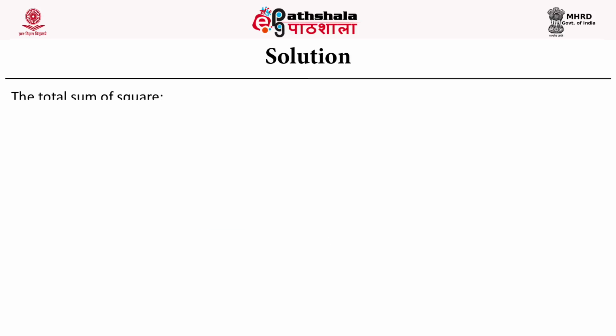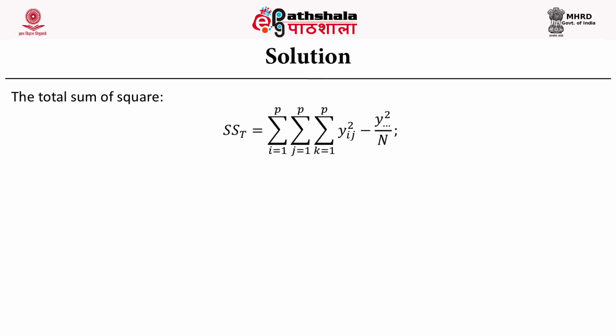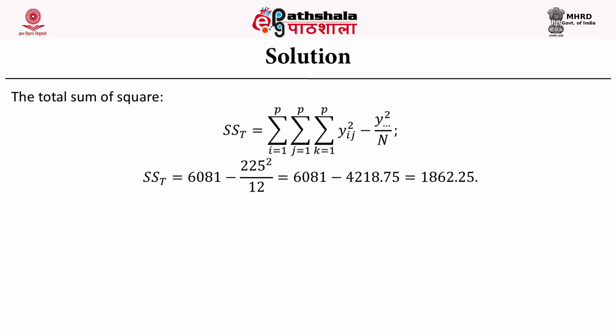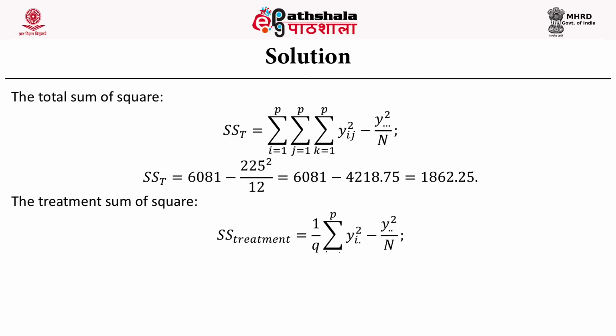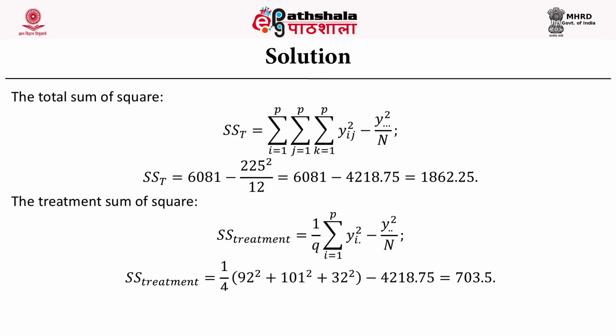The total sum of squares is found by applying the formula given in the theory part. After putting the values in the formula, the sum of squares of total comes out to be 1862.25. The treatment sum of squares, derived by putting the values in the formula, is 703.5. Similarly, the block sum of squares is 1106.91.